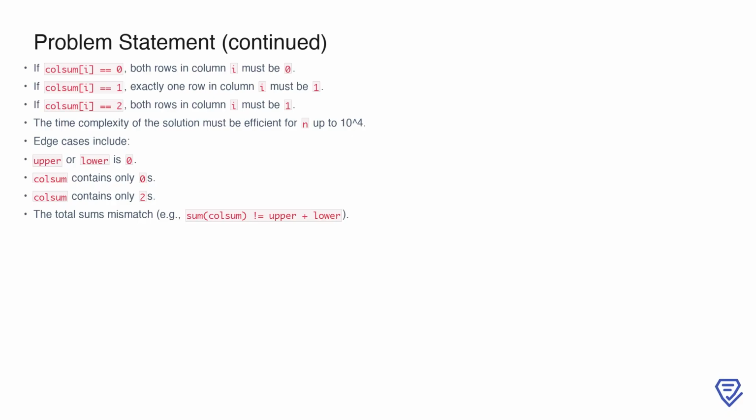Additionally, the solution needs to be efficient, as the length of colsum can go up to 10,000. Edge cases to consider include scenarios where upper or lower is 0, where colsum contains only zeros or only 2s, or when the total sum of colsum does not match upper plus lower. These edge cases help ensure your solution is robust and handles all possible inputs correctly.